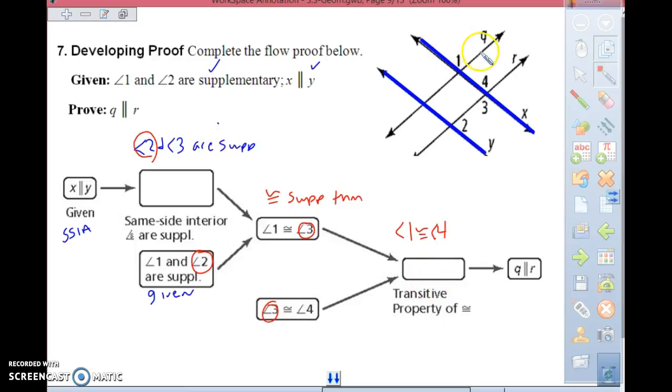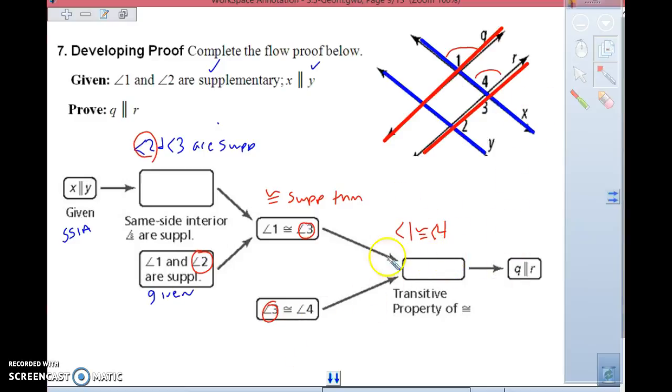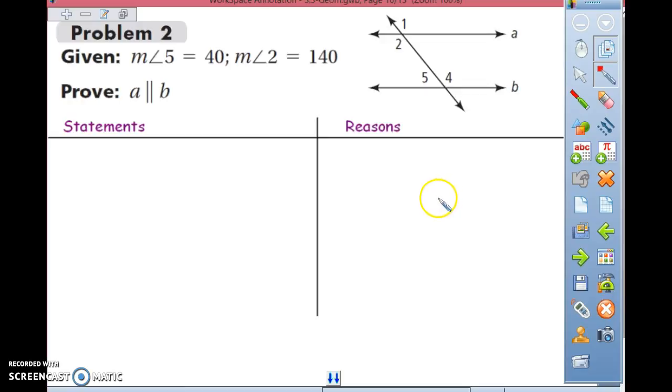Going back to our picture, if 1 and 4 are congruent, then we have corresponding angles, and by the corresponding angles converse, if they are congruent, then those lines are parallel. We will save this proof for when I get back.